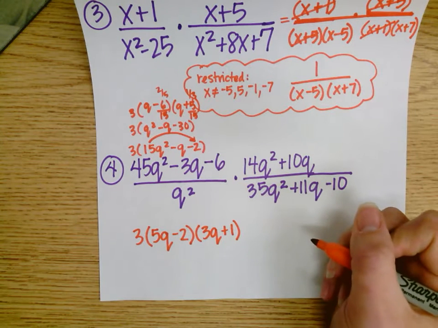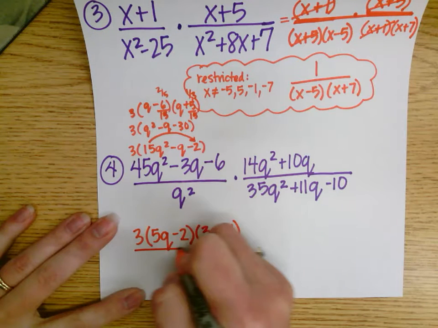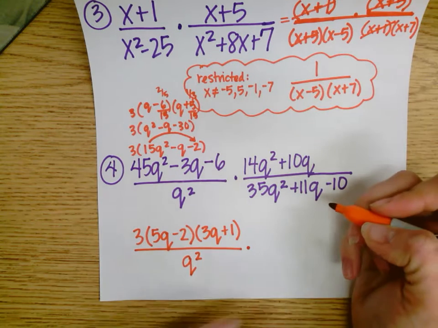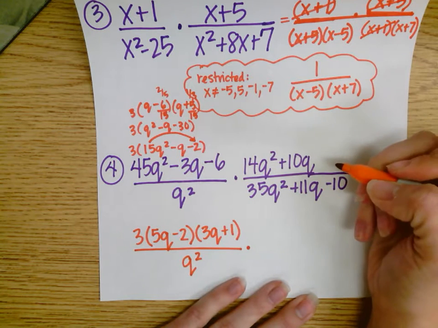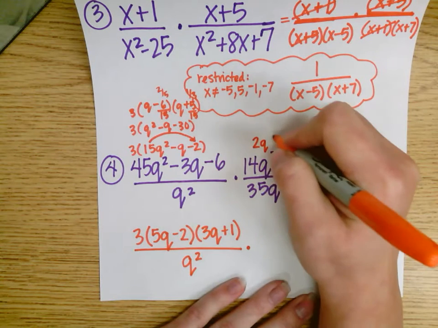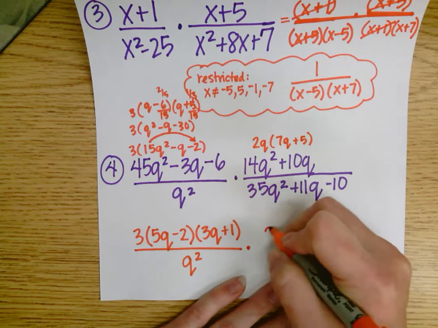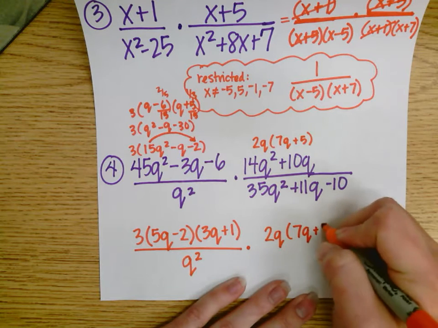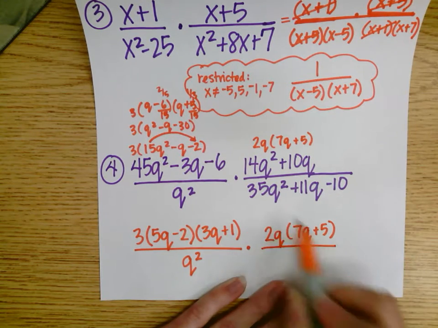Alright, that was a little bit of a workout. Whew! Alright, over q squared times, now here I'm going to factor out 2. Yeah, I think that's going to be a 2q. 7q plus 5. So factor out a 2q, and we have a 7q plus 5 left over. So far, I'm not having much to cancel, so maybe we'll get some help over here.